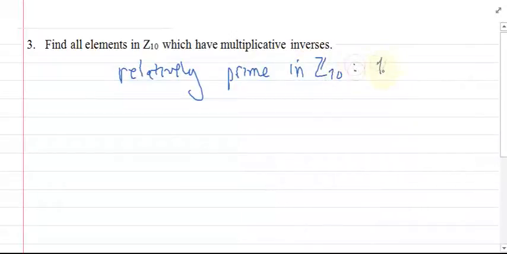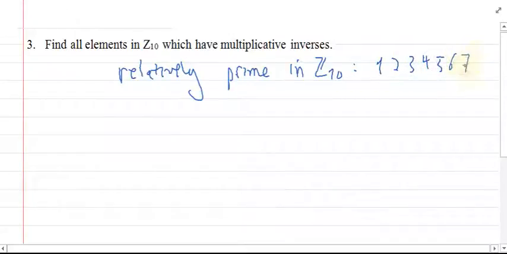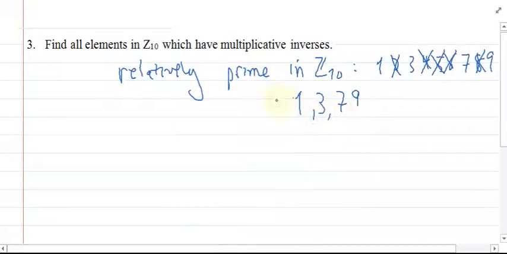So let's look at 1, 2, 3, 4, 5, 6, 7, 8, 9. These are the candidates. Now, which ones are relatively prime? Well, 2 has a common factor, 4 has a common factor, and 2. 5 has a common factor, 6 has a common factor because they're both divisible by 2. 8 has a common factor. So 1, 3, 7, 9 is the answer.